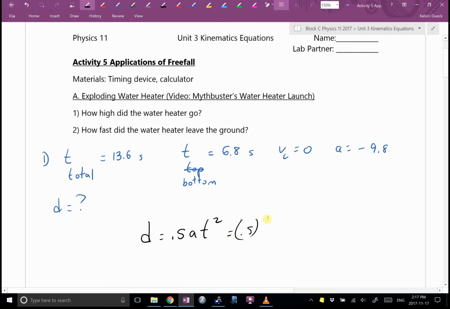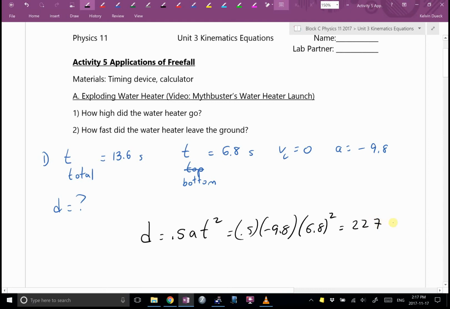0.5, negative 9.8. Now this is going to give us a negative answer because, Joel, we started timing at the top and we did fall down, but the positive answer will be the height. Just take the scalar value. What was it, 6.8 squared? Dylan, how high? 200. What? How high? Over 2 football fields. That's high. 226?